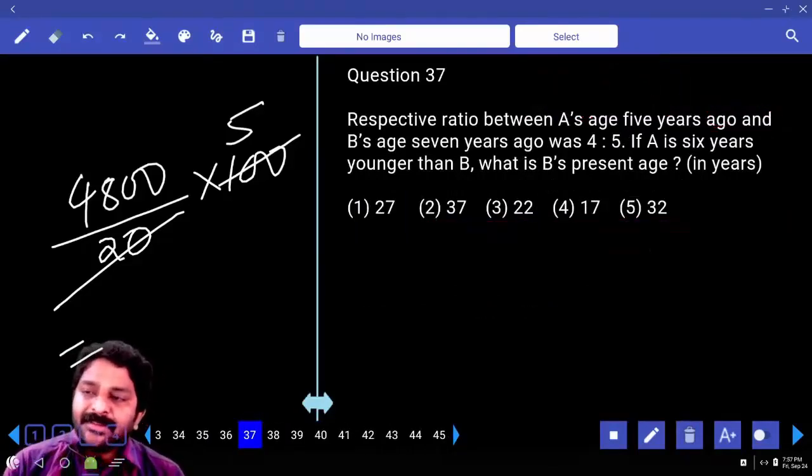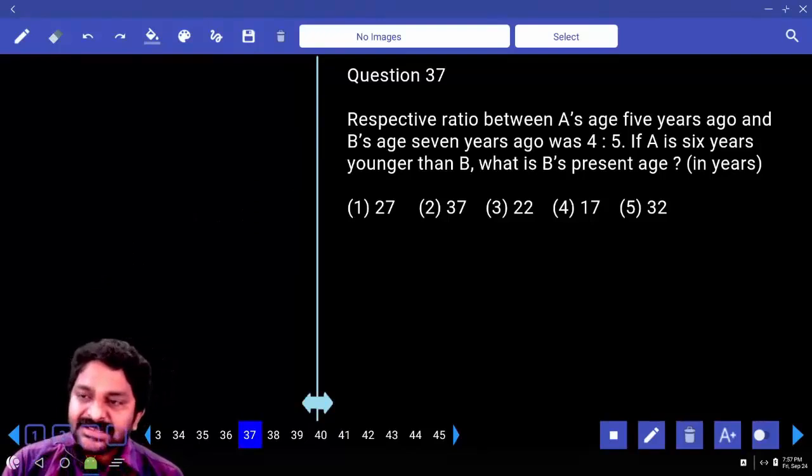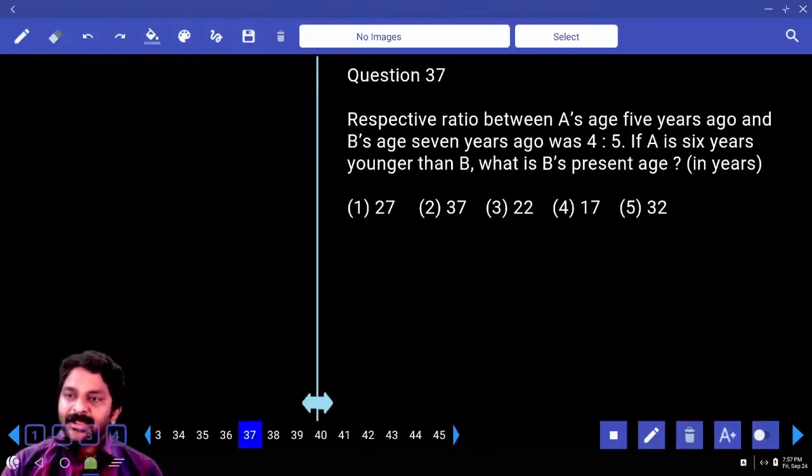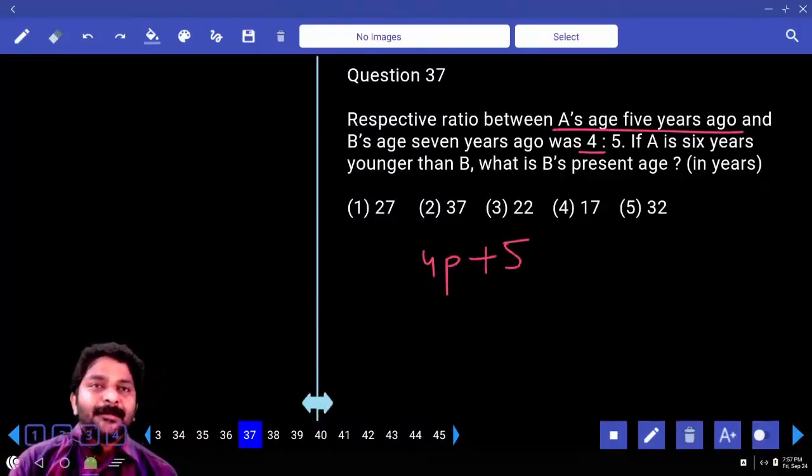The respective ratio between A's age 5 years ago and B's age 7 years ago was 4:5. If A is 6 years younger than B, what is the present age of B? B's present age, okay. Multiple options are there, we have to calculate. So A's age 5 years ago was 4 parts, then present age of A becomes 4 parts plus 5 only. B's age 7 years ago was 5 parts, then present age of B is 5 parts plus 7 only.